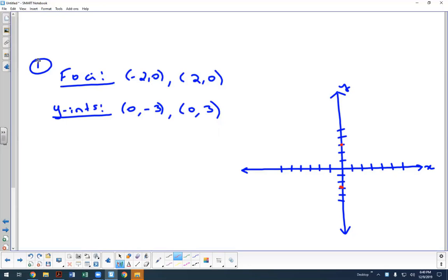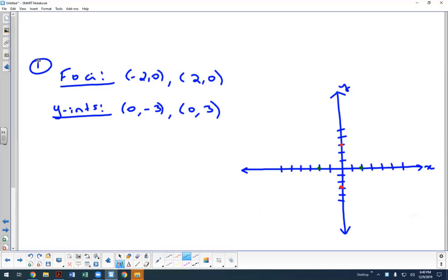Foci are at -2, 0 and 2, 0, which means your foci are falling on the x-axis, which means we do actually have a horizontal major axis, because your foci are always going to be on the major axis. So at 2, 0 and negative 2, 0 is where the foci are. Somewhere on the x-axis, we have to figure out where the ellipse is crossing the x-axis.